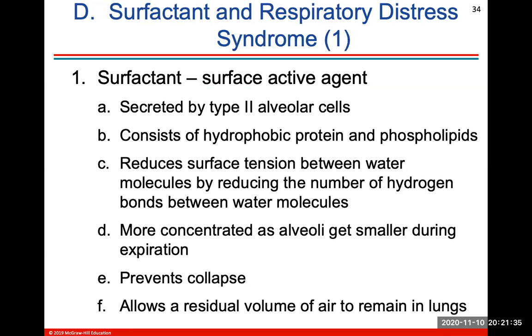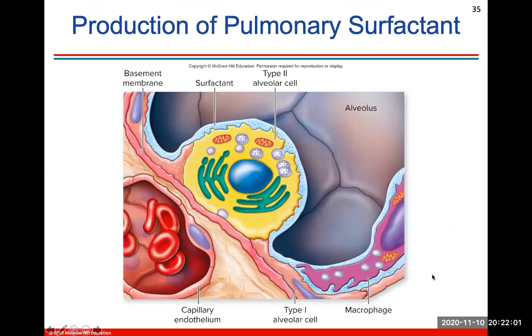Surfactant is a surface active agent. It's secreted by type 2 alveolar cells. It consists of hydrophobic protein and phospholipids, and it will reduce surface tension between water molecules by reducing the number of hydrogen bonds between the water molecules. So basically, surfactant prevents collapse of the alveoli, and it will always allow a residual volume of air to remain in your lungs. These are the type 2 alveolar cells producing that surfactant, which helps to keep the alveoli from collapsing on themselves.